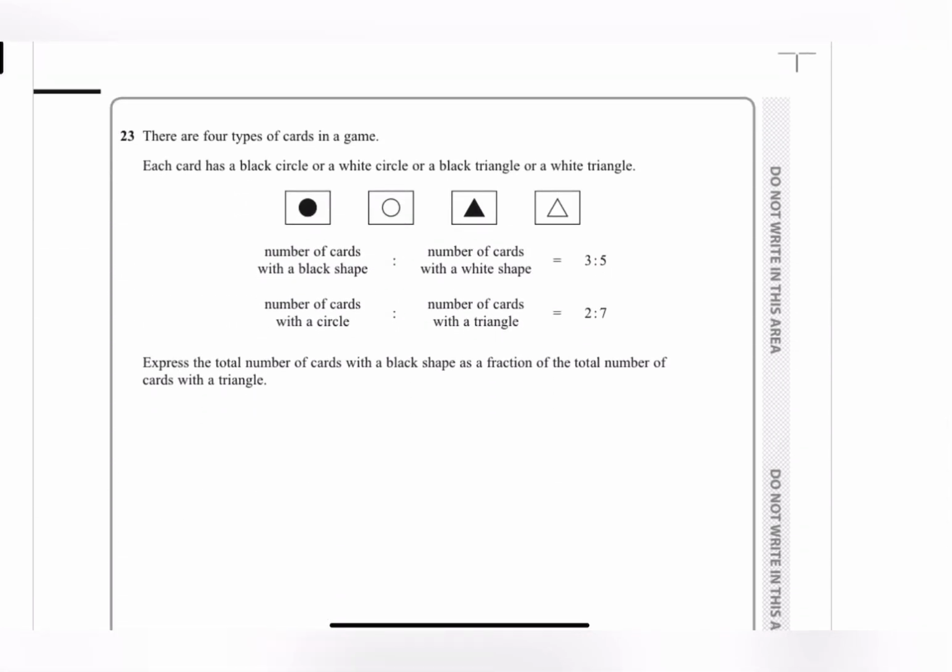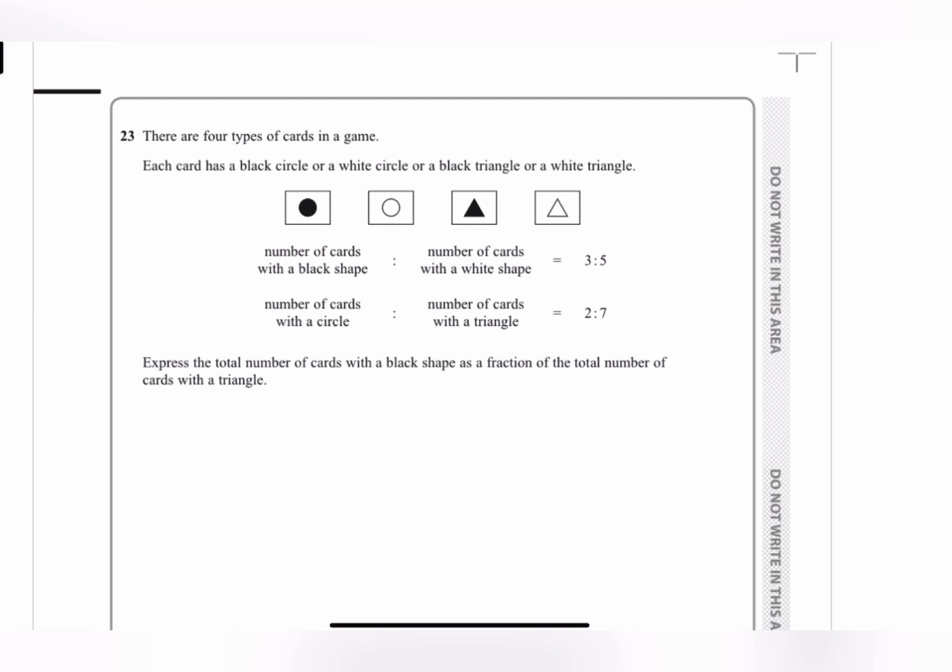There are 4 types of cards in a game. Each card has a black circle or a white circle or a black triangle or a white triangle. The ratio of number of cards with black shape to number of cards with white shape is 3:5. The ratio of number of cards with white circle to number of cards with triangle is 2:7. X is the total number of cards with a black shape as a function of the total number of cards with a triangle.